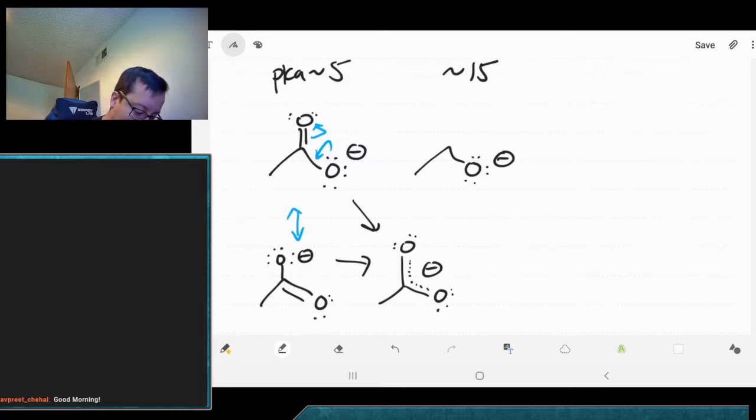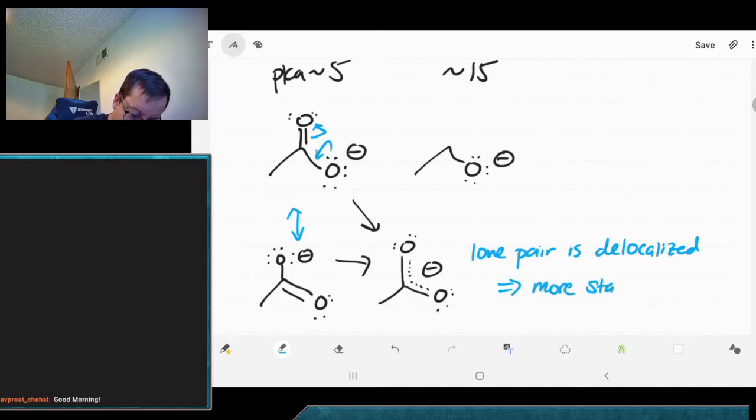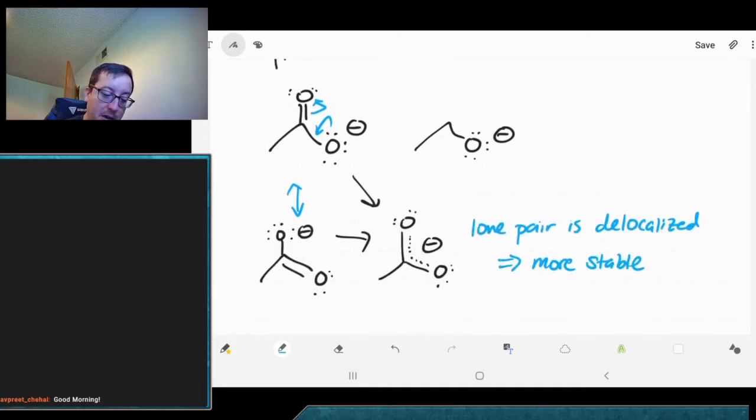And so by delocalizing it, so it's delocalized, participating in resonance, we're going to see that this one's going to be a lot more stable. This carboxylic acid is going to be more stable than our plain old alcohol here. So again, 10 to the 10 difference here because of resonance.